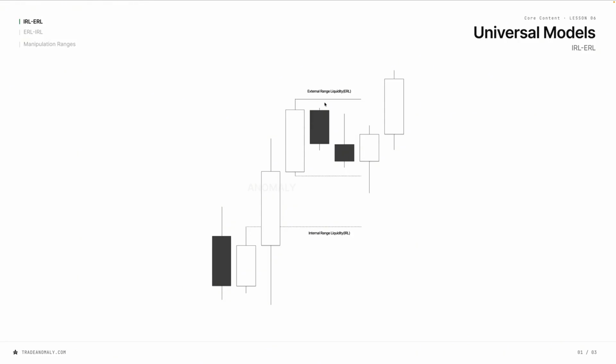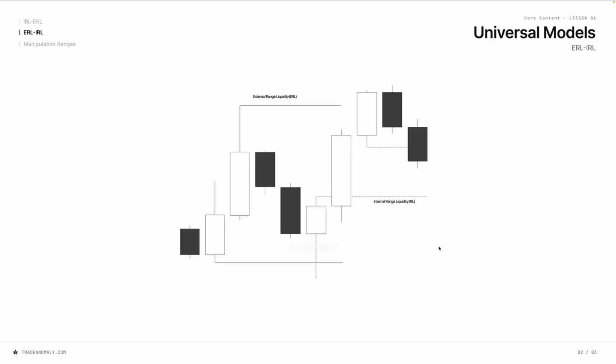So universal models are a framework. They provide a key level and a draw on liquidity, right? The fair value gap is your key level, and the draw on liquidity is the retracement high, or the high that caused price to go into the gap, right? Pretty simple. Now, secondly, let's go over ERL to IRL.